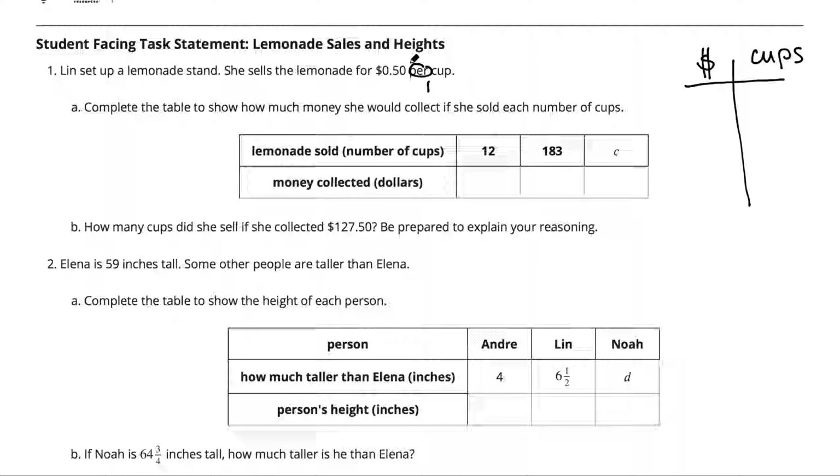Okay, this is telling me that it is 50 cents per cup. So it costs 50 cents for every 1 cup. They want to know about 12 cups. Well, how do I get from 1 to 12? Well, I multiply by 12. So that means I need to take 50 cents and multiply it by 12, which means it's going to cost me $6.